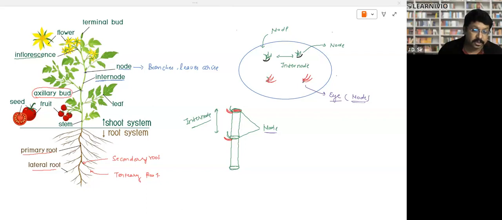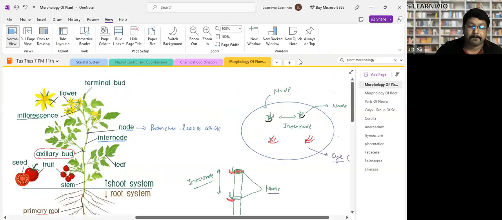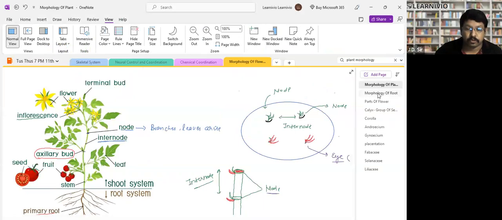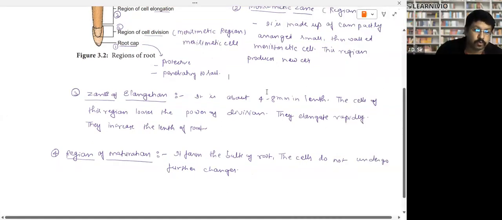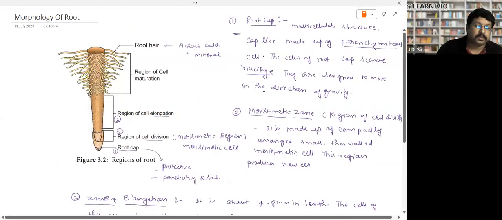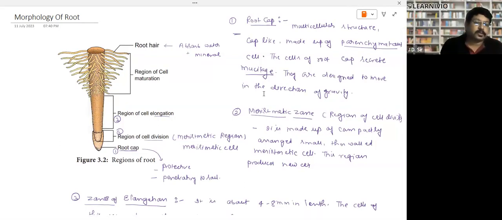So now come to the next part. Next part is basically the root part. So in the root part, next is morphology. So in morphology of root, you will see this is the morphology of root.